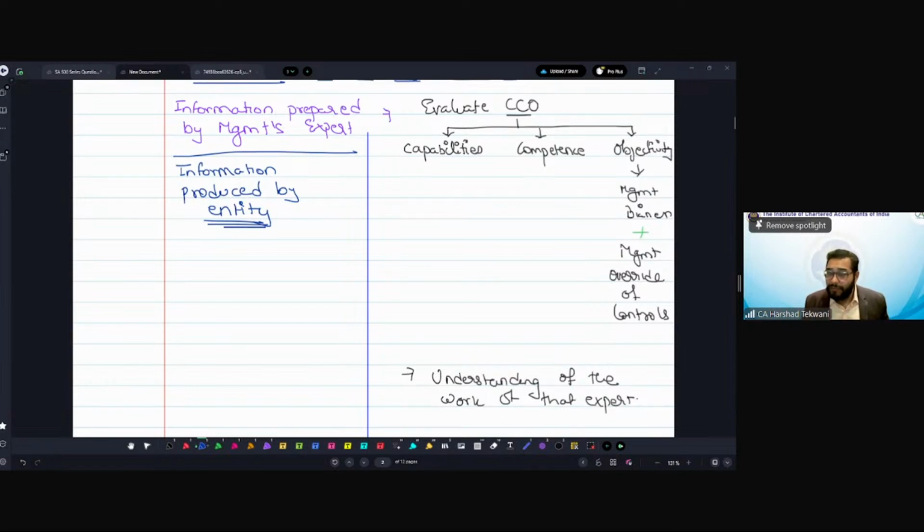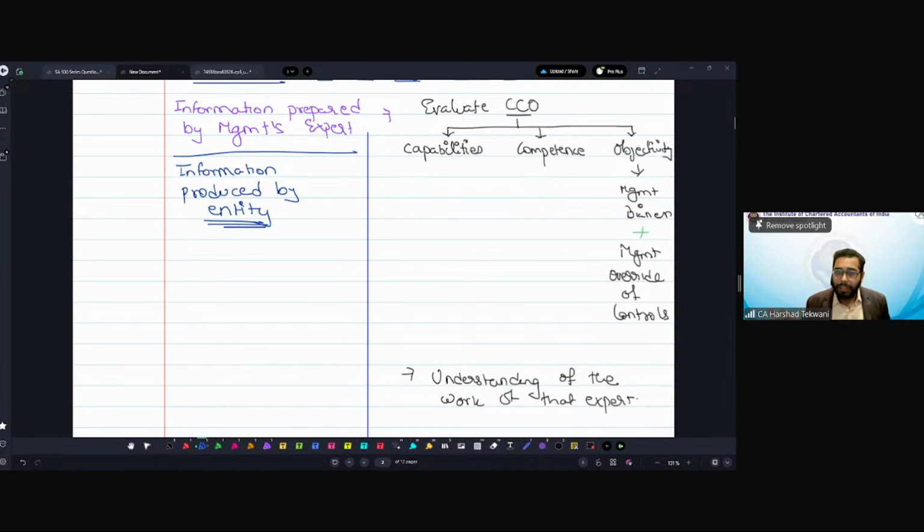Clear with this? What is information produced by the entity? It refers to data which is internally generated by the company only. It is the reports, the evidence which is generated by the company itself. So there was raw data within the ERP. The company took out that particular data in a particular reports format, a format that you need, and that becomes information produced by the entity.